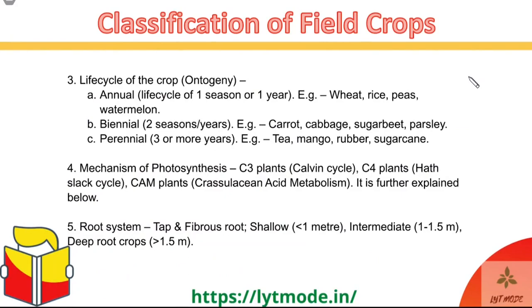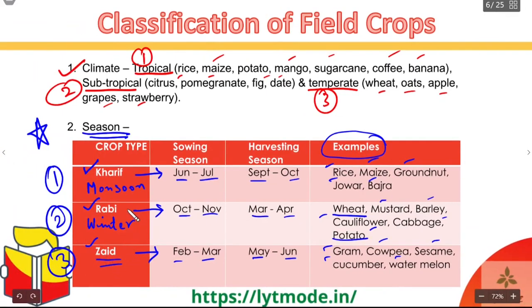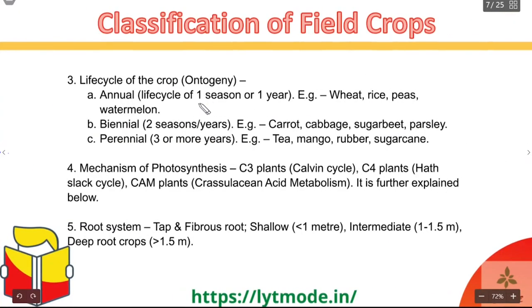Then comes the classification of field crops. Third part is life cycle of the crop. Life cycle is also known as the ontogeny, and for example, wheat, rice and peas and watermelon, all of these are actually single season crops, right? If you're talking about wheat, I'll correlate this with the previous one. Wheat is basically a Rabi crop, and you sow it in October, November, and then you harvest in March or April. So it's roughly a 4 to 5 months game, right? So 4 to 5 months is basically nothing but a season.